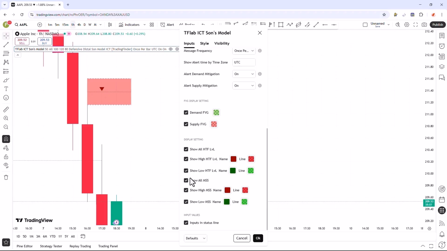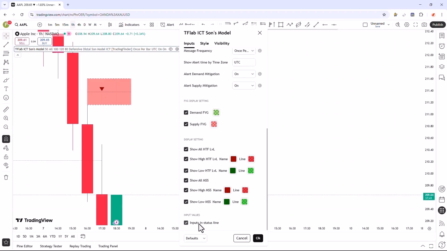In the next option, we can enable or disable all MSS levels to choose whether they are displayed for us or not. And in the lower section, we can individually customize the display status of the MSS high and MSS low levels, enabling or disabling them as we wish, and also change the color of the names and the color of the lines to any color we like.